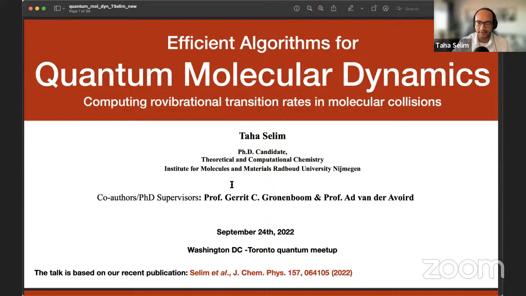I'm Taha Salim, a PhD candidate at the Theoretical and Computational Chemistry Group at the Institute for Molecules and Materials, Radboud University, Nijmegen. The PhD supervisors and also the co-authors of this paper are Professor Gerrit Groenenboom and Professor Ad van der Avoird from the same group. And this is the link for our recent publication in the Journal of Chemical Physics.